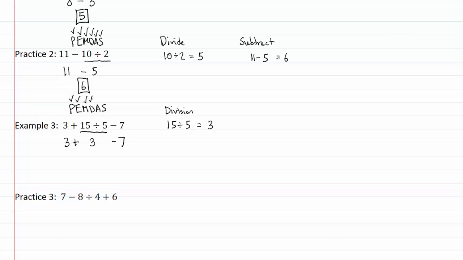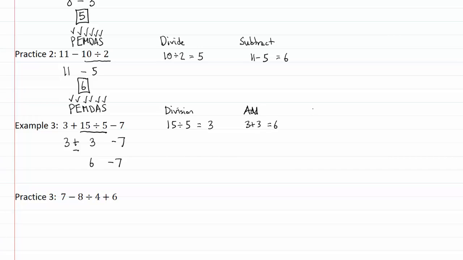So now I need to add and subtract as I go left to right. Well, my first operation here is 3 plus 3. So I've got to add. I'm going to do the 3 plus 3. That gets me 6. So now 3 plus 3 became 6, and I've got 6 minus 7. So we're just going left to right. That's why we do the addition first, and now we're going to do the subtraction.